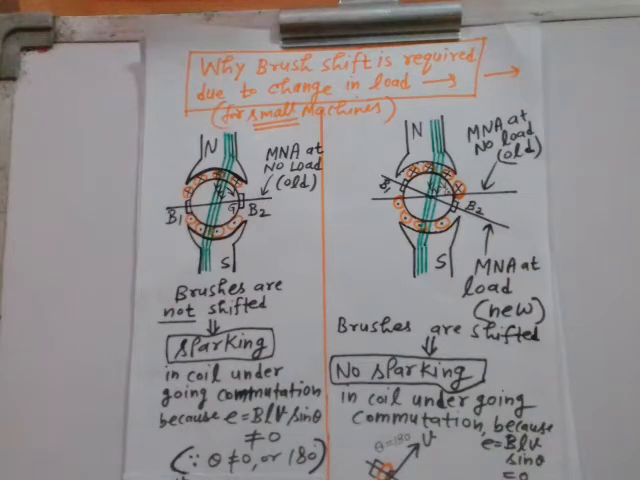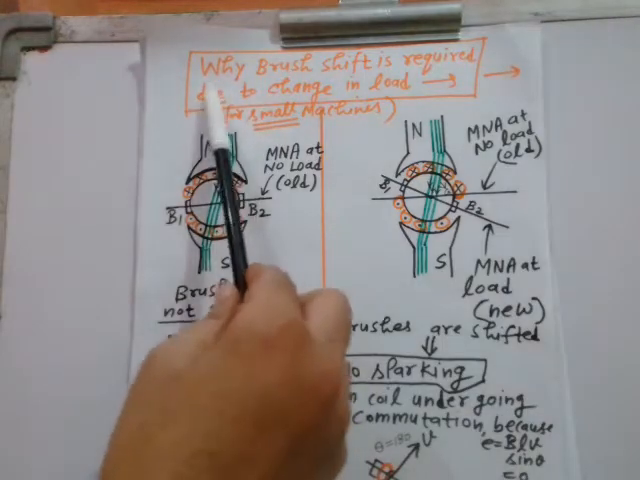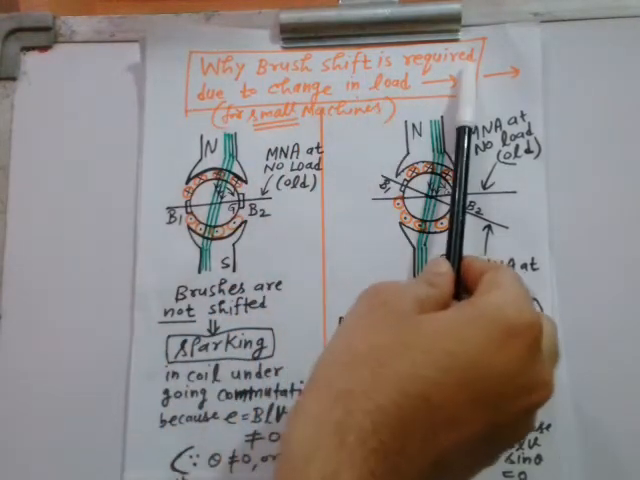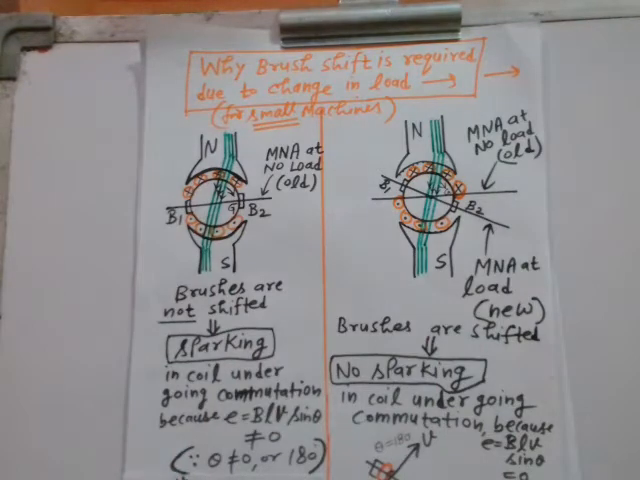So have a look at it. So here, why brush shift is required due to the change in load. I have explained that if the load is applied, then the magnetically neutral axis will shift, right? And now there is a requirement to shift the brush. You have to shift the brushes. If you do not shift the brushes, then definitely sparking will occur, right? So by shifting these brushes, you can avoid sparking.